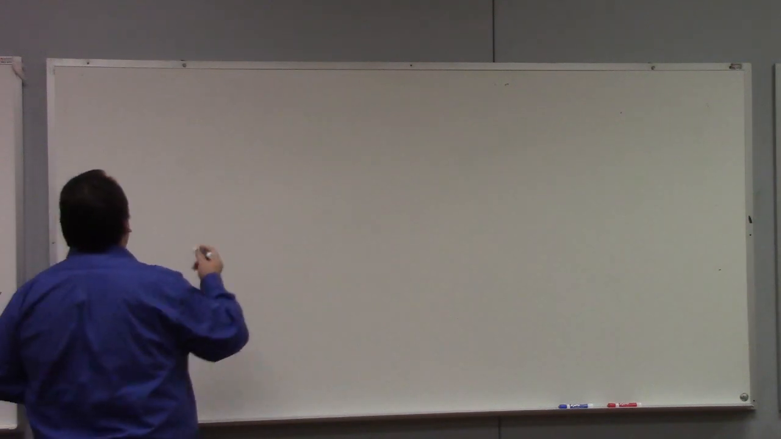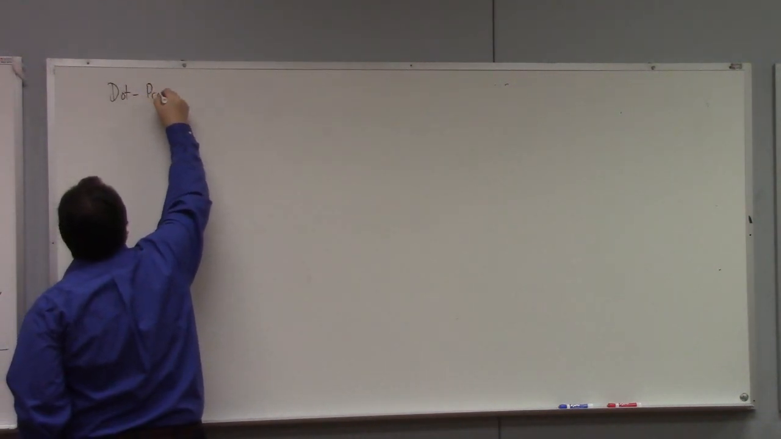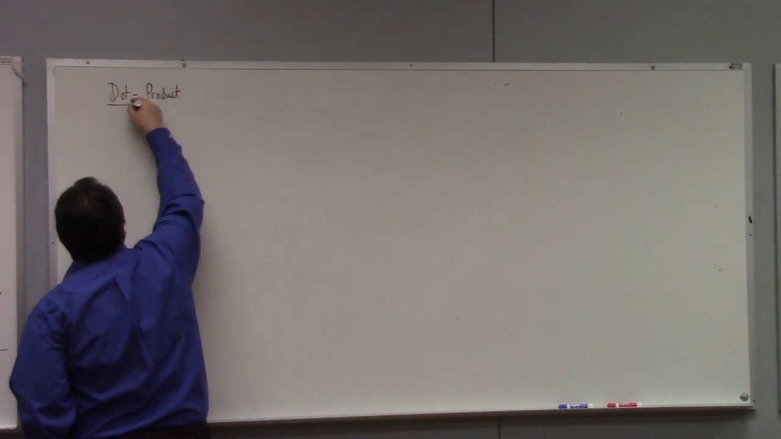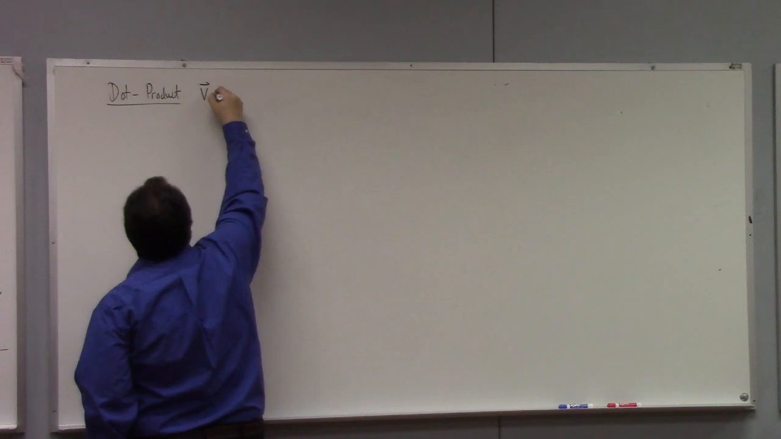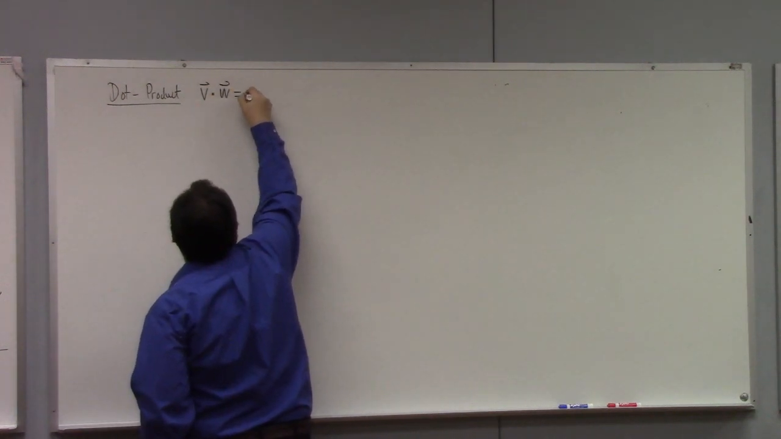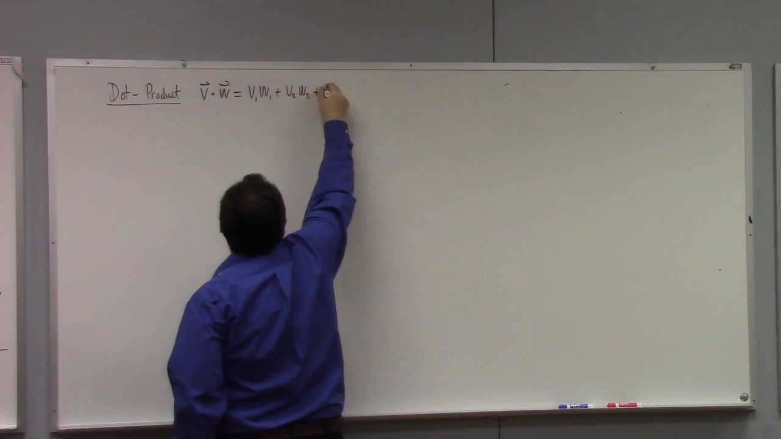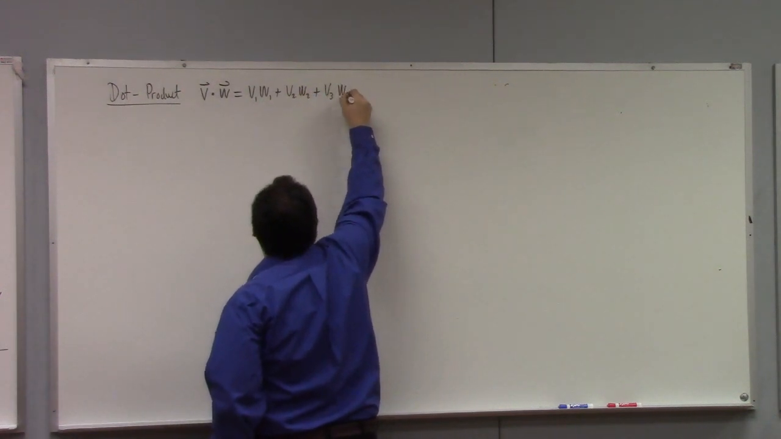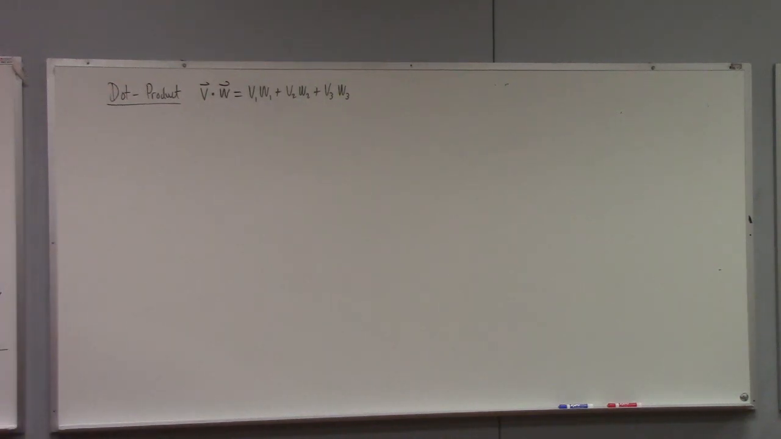All right, so one of the things we should talk more about eventually, and I'll start the conversation now, is the dot product from Calculus 3, right, which was vector v dot vector w is v1 w1 plus v2 w2 plus v3 w3, right? If we're in 3 dimensions, this is the dot product.